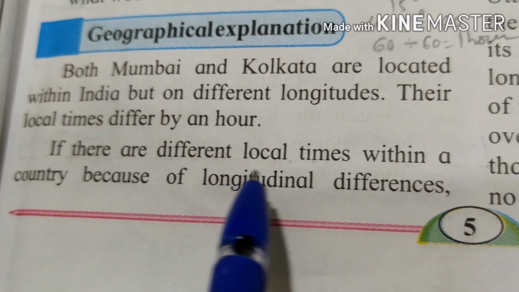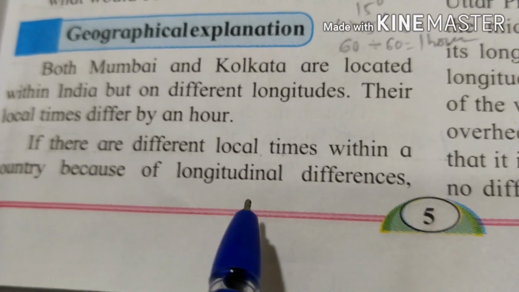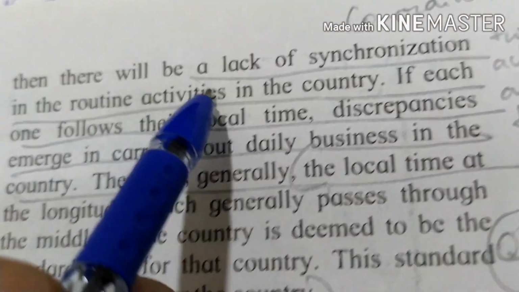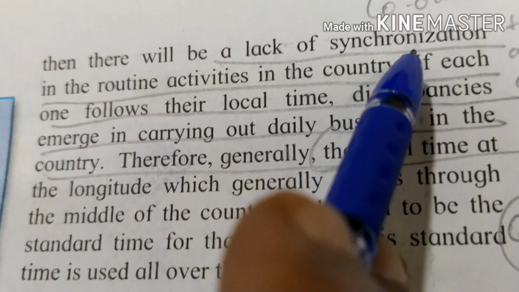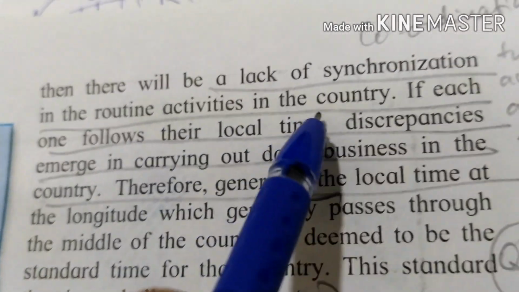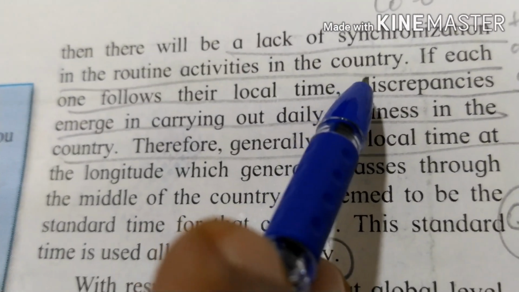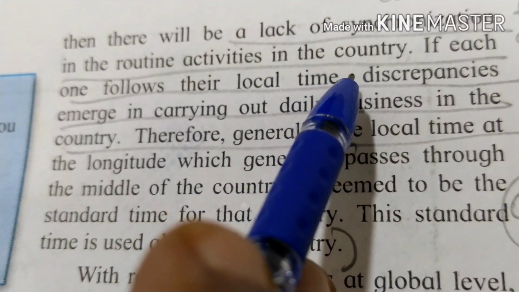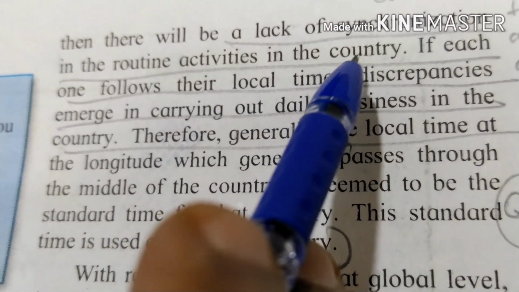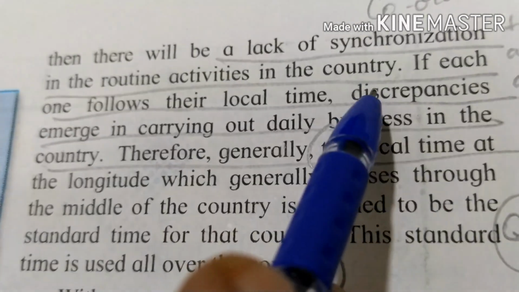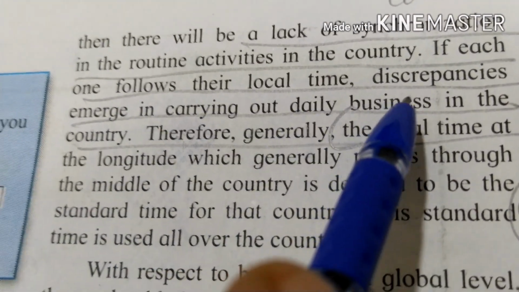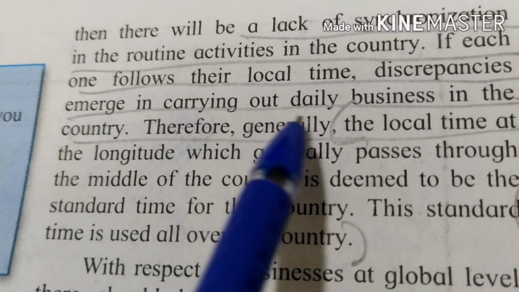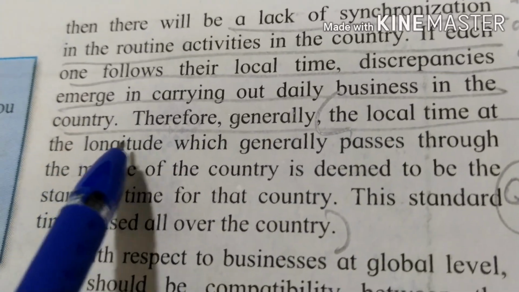If there are different local times within a country because of longitudinal differences, then there will be a lack of synchronization, or we can say coordination will not be there in the routine activities in the country. For example, in India we would have 4 o'clock in Kolkata and 3 o'clock in Mumbai. So if everyone follows their local time, discrepancies emerge in carrying out daily business in the country, and confusion will be there.